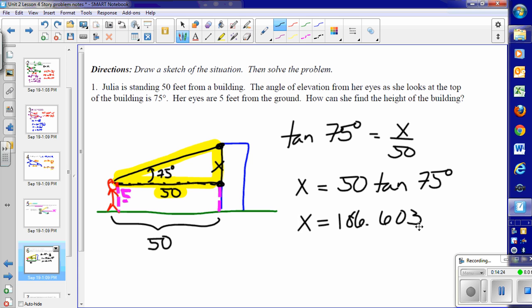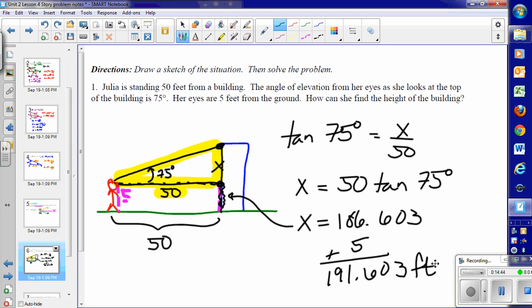186.603. But that's not quite our final answer because there's this little bit down here on the picture. See that? Look right there. 5. So we need to add the 5 feet for Julia's height, so to speak, or the height of her eyeballs anyway. And so I would say for 3 decimal places, the height of the building is 191.603.